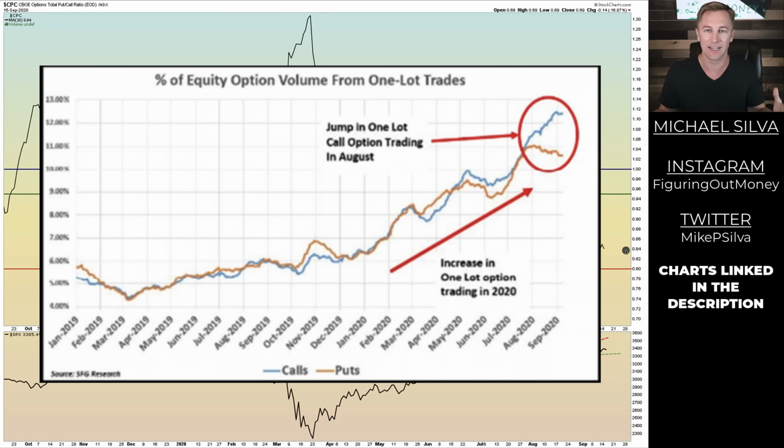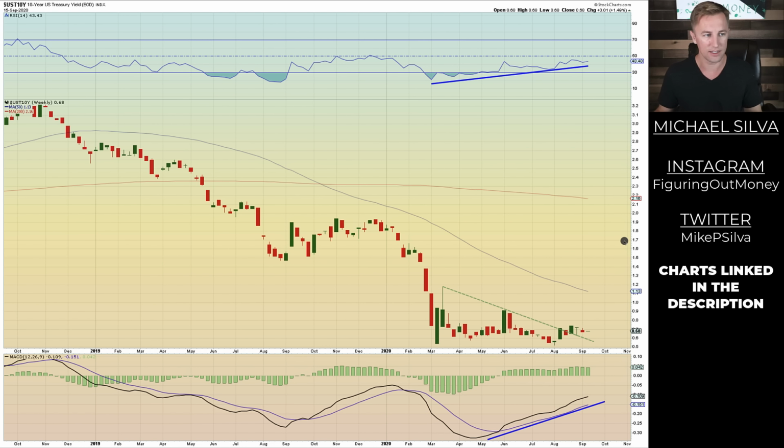So these things don't end that well, and the majority of the call side that he was mentioning were within a 2-week expiration date. So it just goes to show you there's a lot of hype, a lot of mania going around right now in the options market. Here is the 10-year treasury on the weekly time frame.